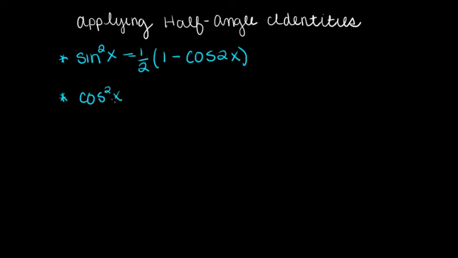Today we're going to learn how to apply the half-angle identity within an integral. So the two things we need to know are the half-angle identities themselves. Sine squared x is the same thing as 1/2 times 1 minus cosine of 2x. And then the other one is cosine squared x. That equals 1/2 of 1 plus cosine of 2x.